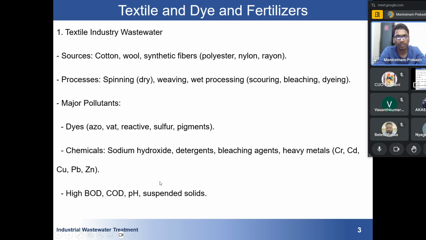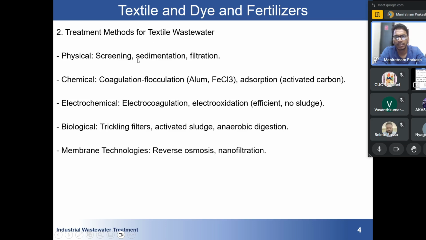So we have to treat this wastewater. There are many treatment methods. Physically, if we want to remove suspended or larger particles, then physical screening is used. Then we have chemical coagulation and flocculation, where we use the usual alum and FeCl3. Then adsorption with the help of activated carbon, where some pollutants can be removed by adsorbing on activated carbon. Then we have electrochemical methods. Depending upon the type of pollutant or wastewater, we use different types of methods. Then we have biological methods, and then membrane technology.